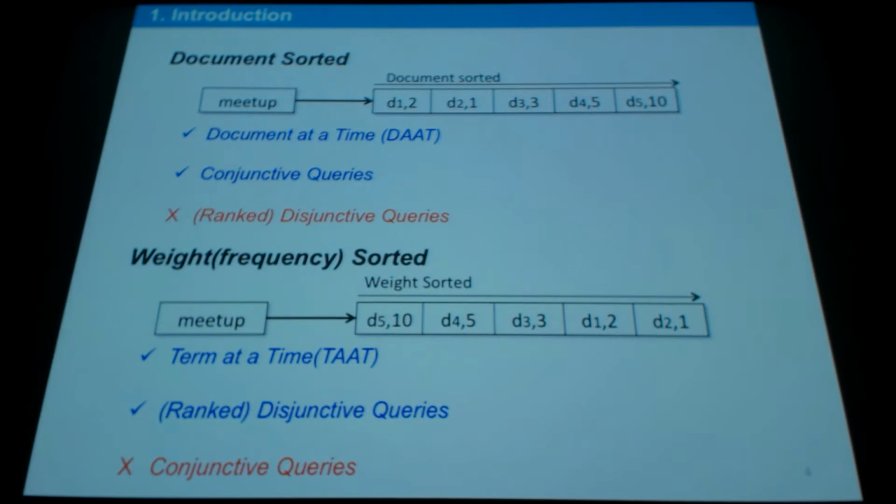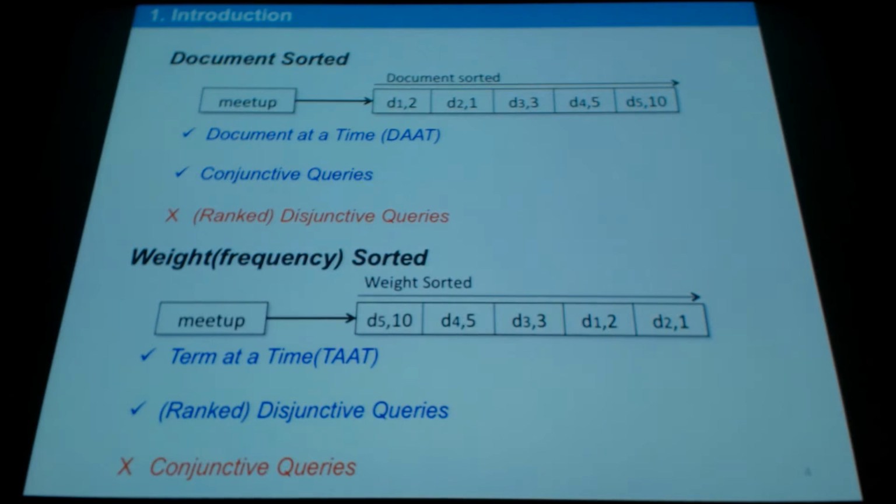So it seems that there is no index that can be really efficient to answer both of them, right? You have to just pick one. Usually, what I know is that we sort everything by document ID because the intersections are usually more important than the unions, right? That's what I know.